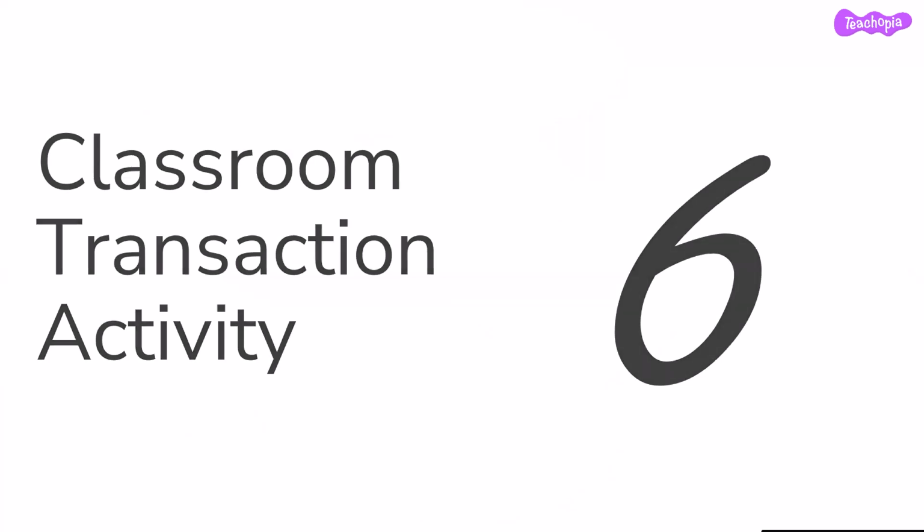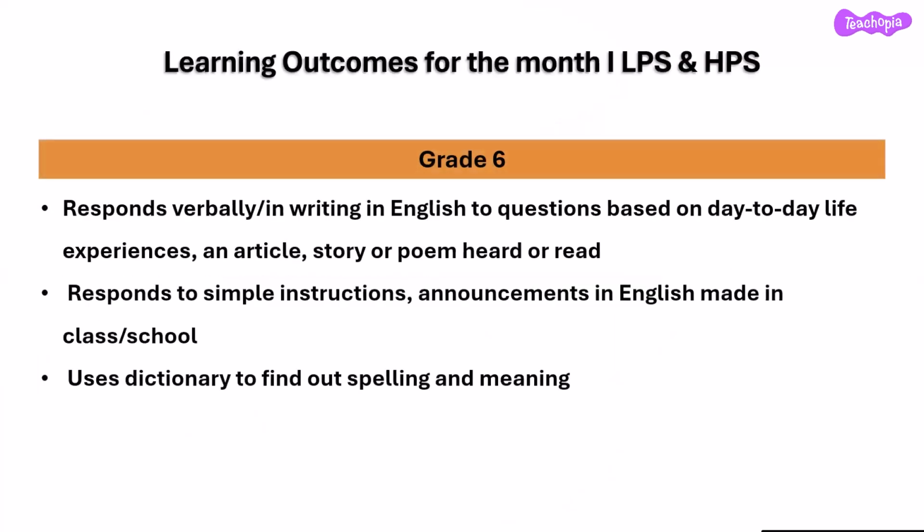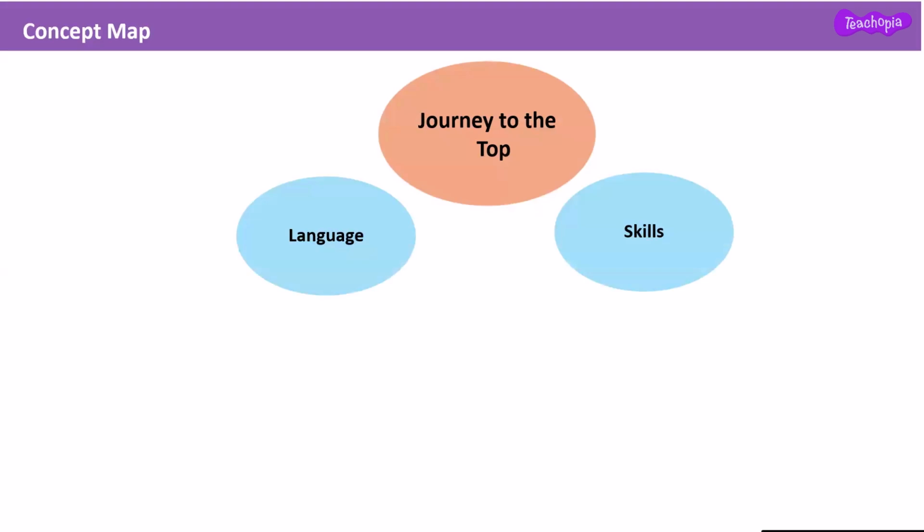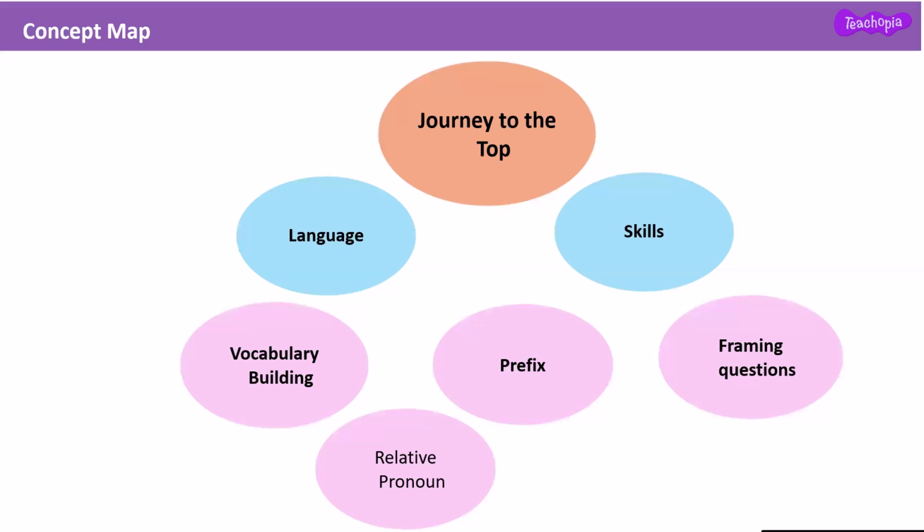Okay, moving on to classroom transaction activity 6. We're looking at an activity for grade 6, which takes care of the following learning objectives, which are displayed on the screen. The concept map is for Journey to the Top. This can be looked at in 2 ways, language and skills. Language is further divided into vocabulary building, prefix and relative pronouns, and skills is broken into framing questions.